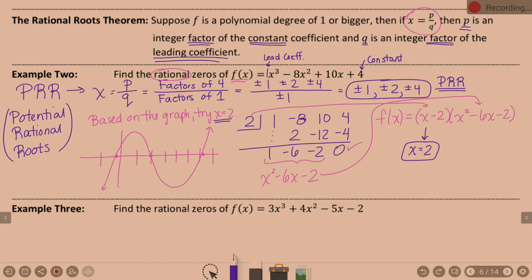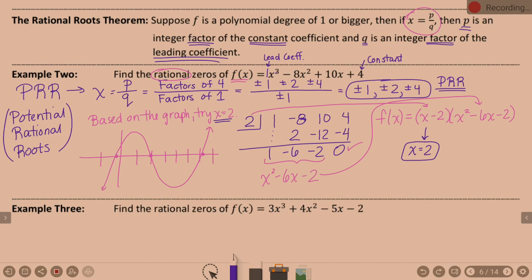X squared minus 6x minus 2. Is that going to factor? No, it's not going to factor. And folks, if it's not going to factor, we'd have to use the quadratic formula. It's going to give us square roots that we can't simplify. It's going to give us big, long, messy decimals. Are big, long, messy decimals rational?